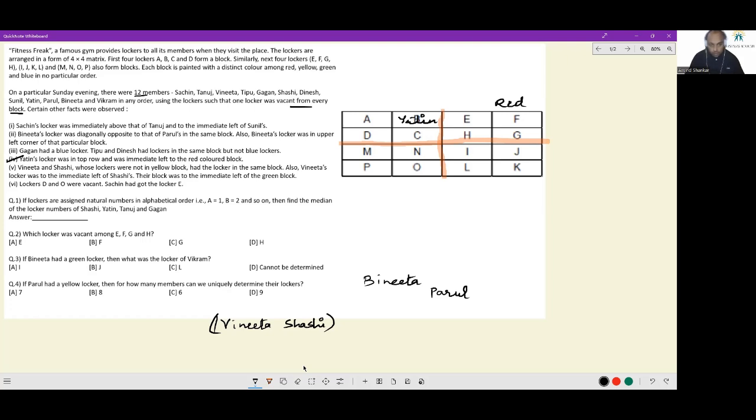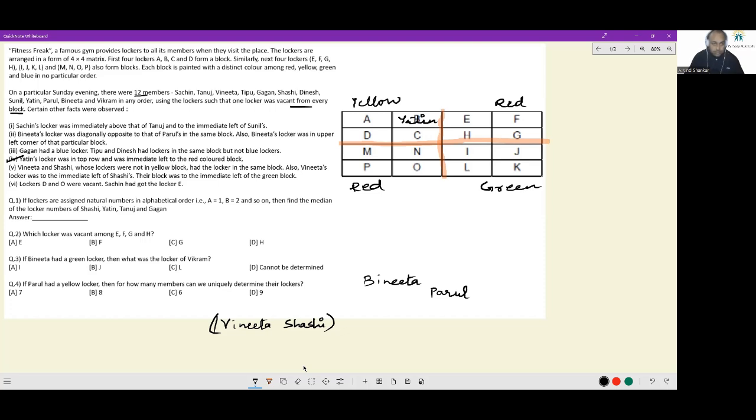If Vinita and Shashi's block is to the immediate left of the green block, it has to be either the top block or the bottom block, left side. Given that this is already red, this has to be green. And we know Vinita and Shashi's block is not yellow, so this has to be yellow. And the only color left is red. Vinita and Shashi could be in MN or could be in PO. We'll worry about it later.